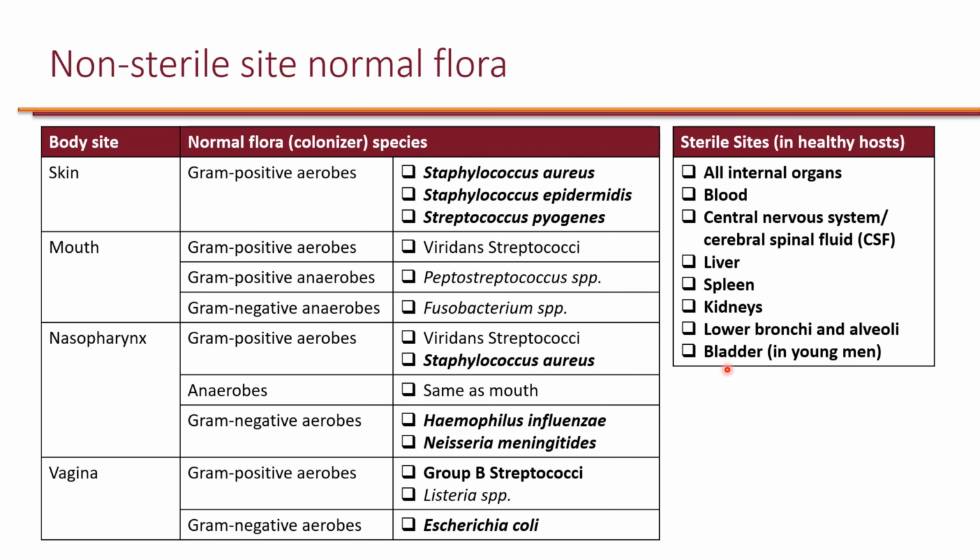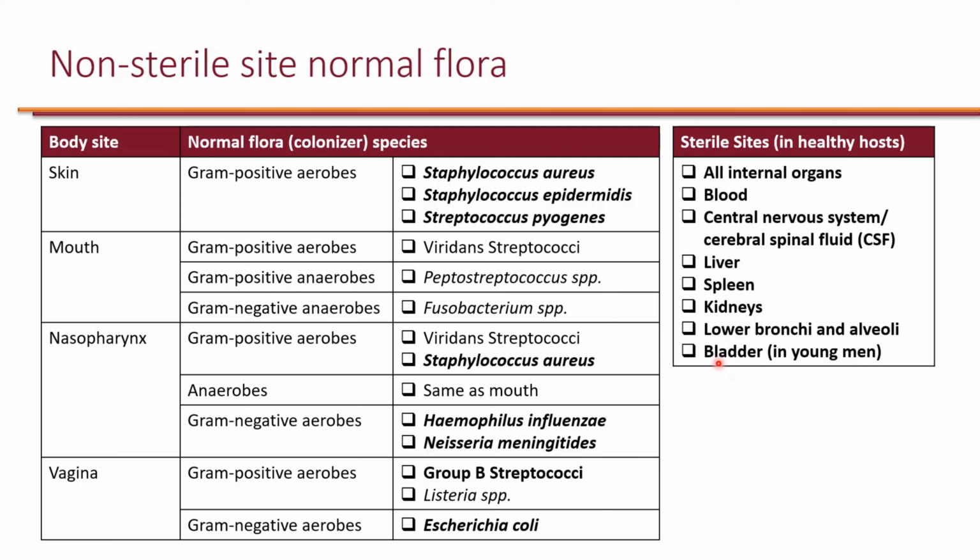So the bladder is a bit tricky because, especially in young men, the bladder is supposed to be sterile. But as part of aging, for most people, as we get older, we start to have colonization of the bladder. As people get older, the bladder is no longer sterile. But in a young man, it definitely should be sterile.